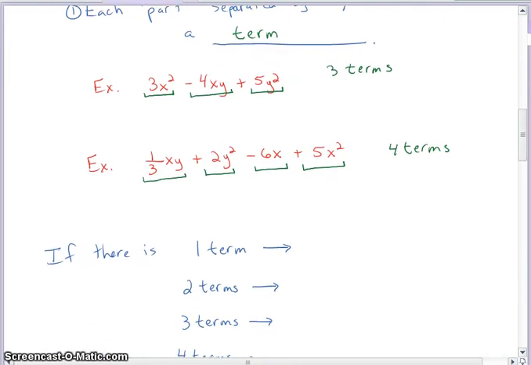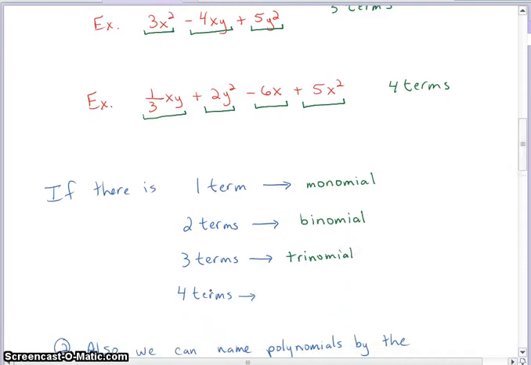This vocabulary you just have to memorize. So maybe take out a note card now and start writing it down. If I have one term, that's called a monomial. If it has two terms, that's called a binomial. If I have three terms, that's called a trinomial. If I have four terms or more, that's just called a polynomial. We don't have a special term for that.